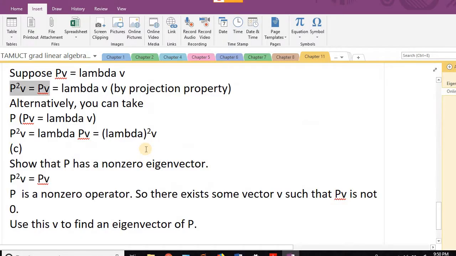All right, so I'll use that as your hint. Use this V to find an eigenvector of P. Okay, that gives me something to think about. Yeah, I think you can think about that.